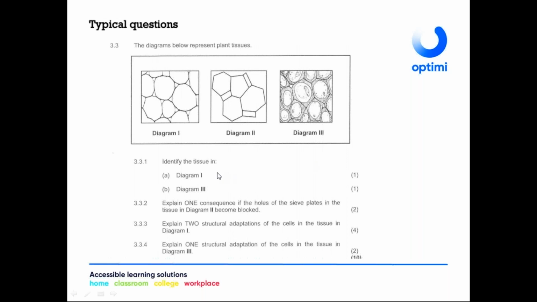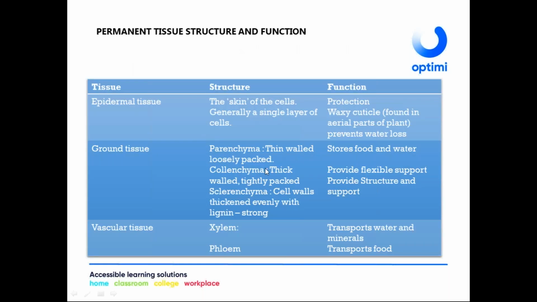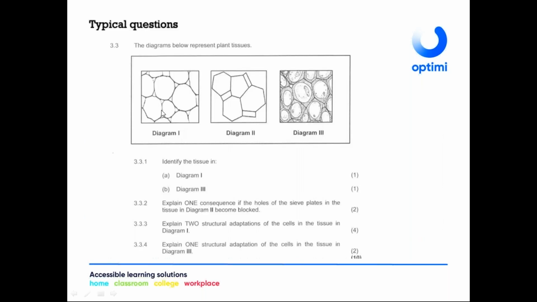Question 3.3.1 asked to identify the tissue in diagram 1, and B asked to identify the tissue found in diagram 2. We can see that the cells in this tissue are loosely packed. There are intercellular spaces in between the cells. As we have seen in the previous slide, parenchyma cells are loosely packed. Collenchyma is thick-walled but tightly packed. So clearly this cannot be collenchyma because there are intercellular spaces between the cells. So diagram 1 represents parenchyma.